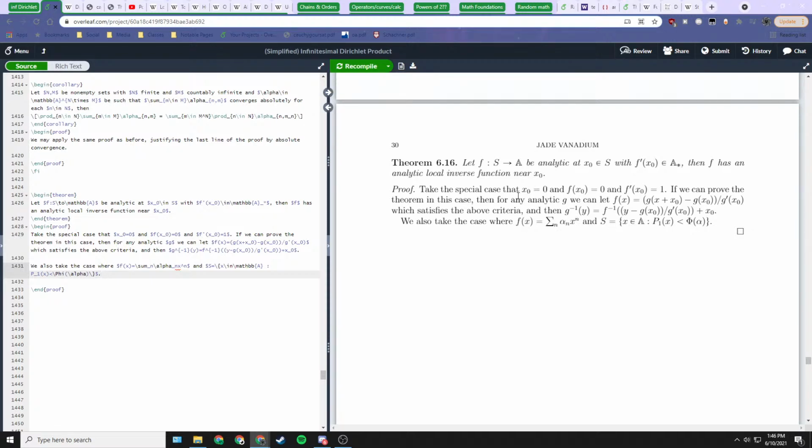So the first special case is we just sort of do some linear transformations to make it a little easier on ourselves. So the center is 0, and the center of the output is also 0, and the slope is 1. And then we say, we're also going to take the case where f is this power series, and we have this expression, and then we can say, if we can find an inverse function for f in this case, then the general case is obtained by restricting the domain.